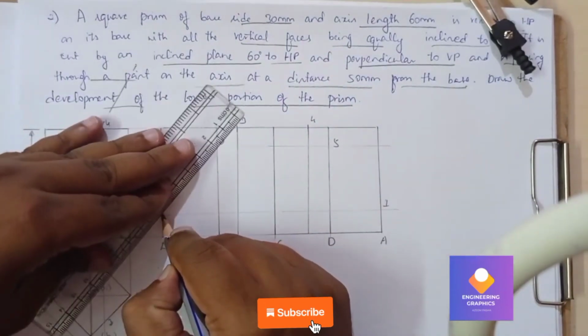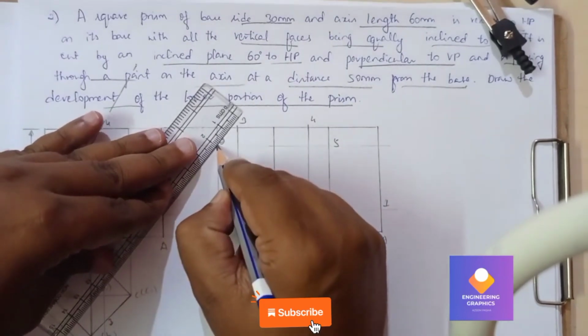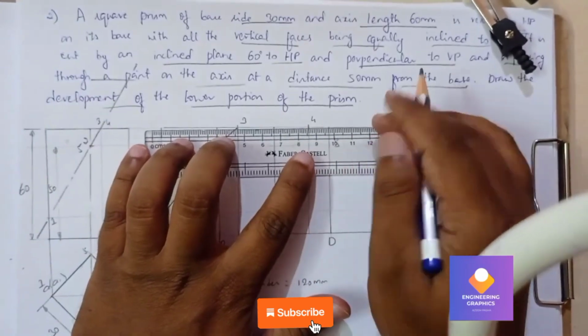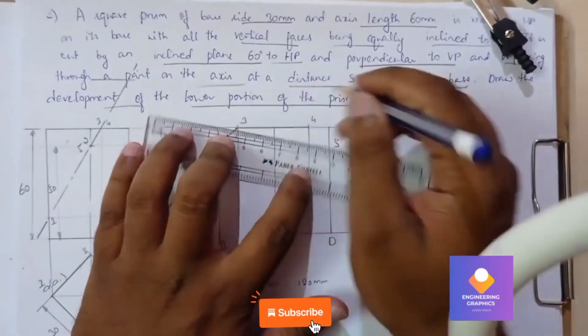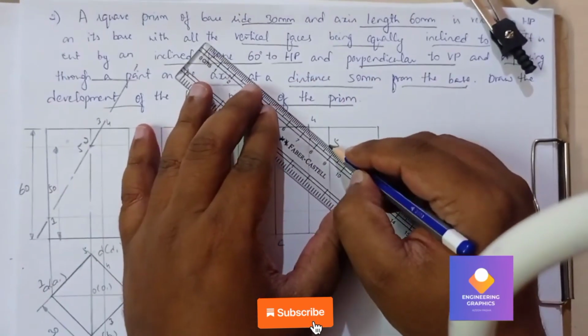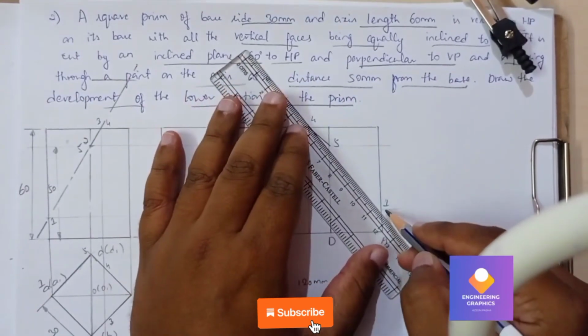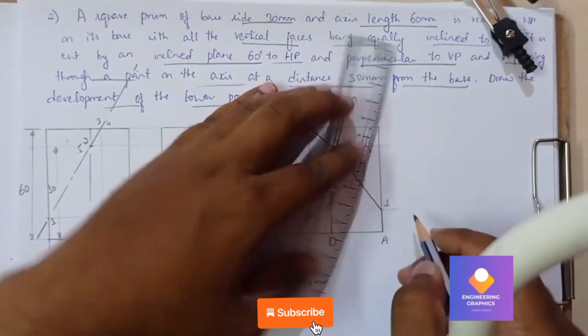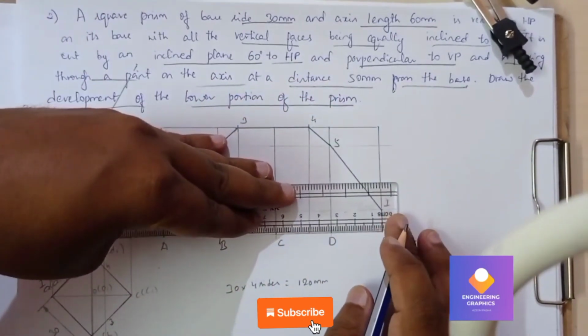You need to darken where we are getting the points, right? Exactly at these points we need to darken. So we need to join with a straight line using the scale. We have to darken these particular points and need to darken all the edges.